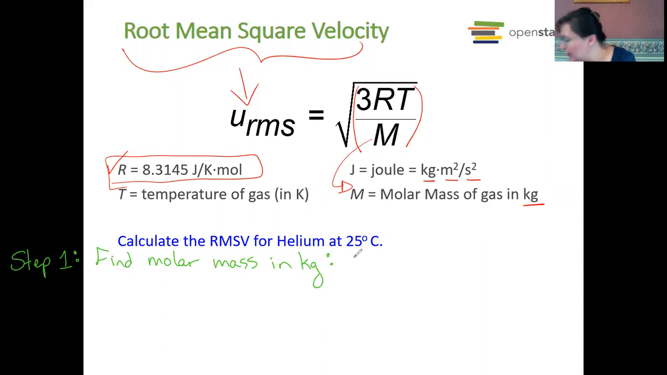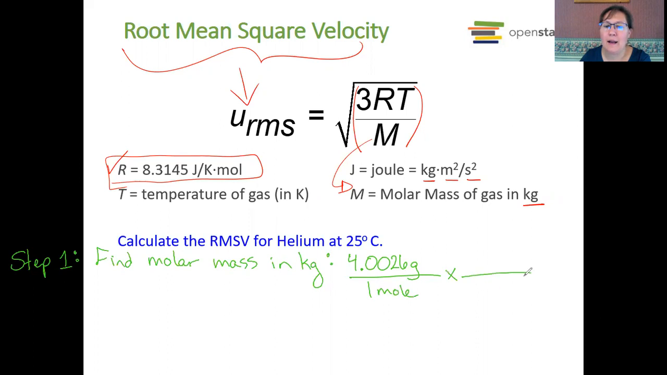Okay, so I look at helium and it tells me that I have 4.0026 grams per mole. And now I need to convert, with 1,000 grams on the bottom so they cancel, per kilogram. Okay, and that will give me 0.00400026, and that'll be in kilograms per mole. It should be a 0 there.